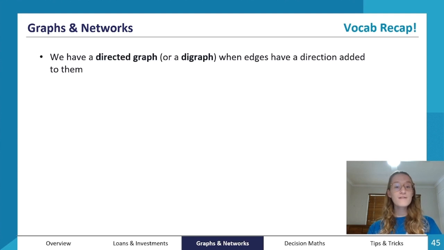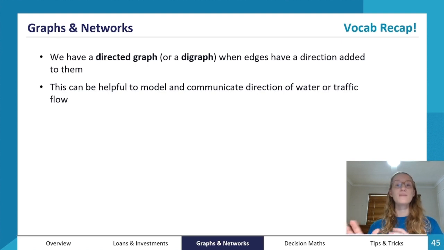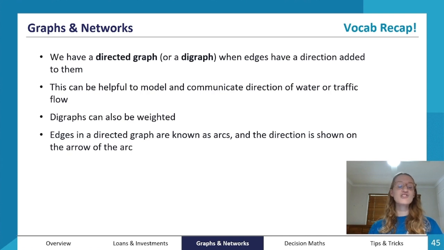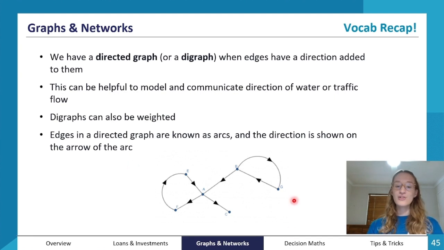We can also have a directed graph or a digraph, where edges have a direction associated with them. This can help us model and communicate the direction of something, like water flow or traffic flow. Digraphs can also be weighted. Edges in a directed graph are known as arcs, and the direction is shown by having an arrow on the arc. Here you can see that there is a one-way connection from G to B, but we also have a one-way connection from B to G. We have a one-way connection from A to C, but you actually can't get back to A. It's only a one-way direction. So that's interesting.